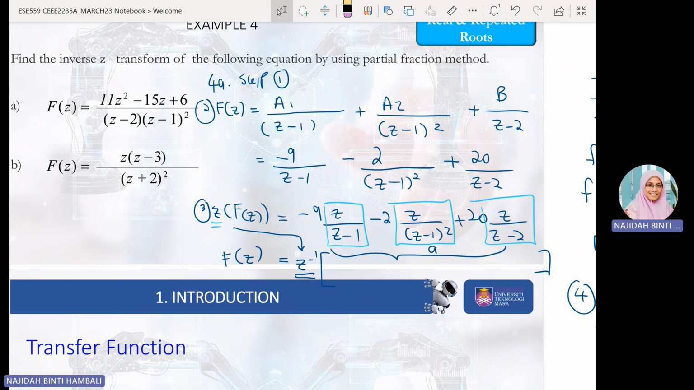Saya dah tunjuk untuk example number 3. So, tolong share siapa yang dah dapat A1, A2 tu, especially when you have repeated roots. For example, for A. Make sure you calculate dengan betul partial fraction. Siapa yang willing nak share?